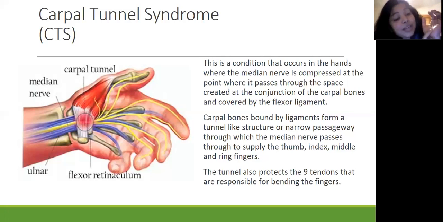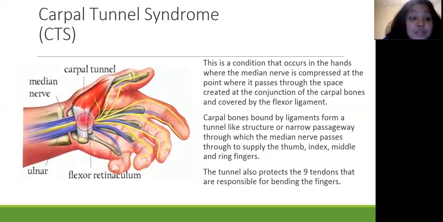As well as the reason why it causes your hand to extend a little bit is because you're actually compressing those tendons as well. Okay, so that is the place that is carpal tunnel. So that's basically the area that gets affected. So the carpal bones bound by ligaments form that tunnel-like structure, or the narrow passageway.